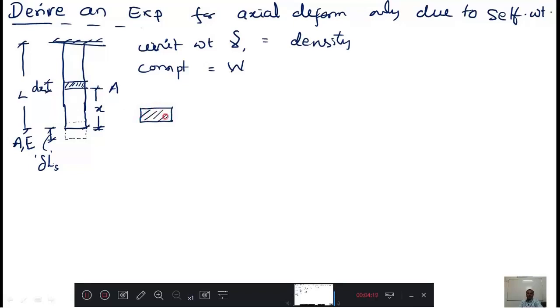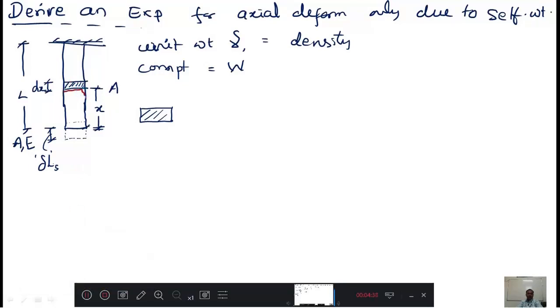This is a small strip, and this small strip is in equilibrium. Yes, it is in equilibrium, even though it is in the middle. Then this small strip is pulled by this much of load. I will show you with a red color.